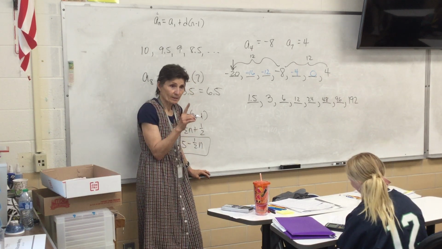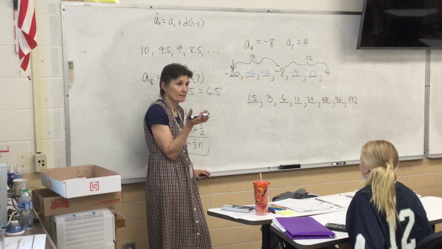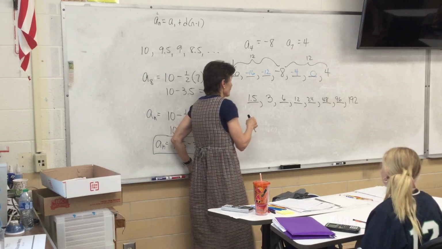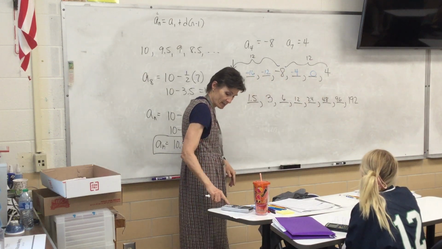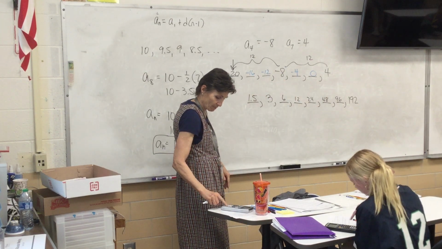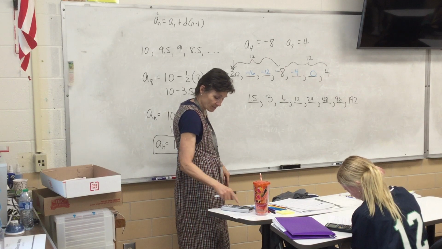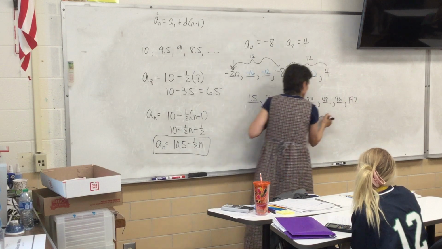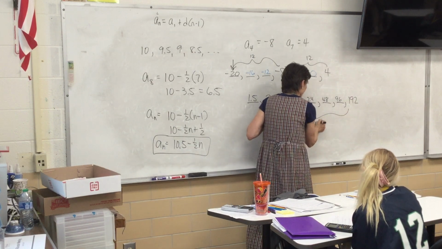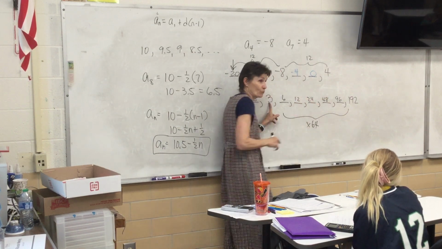Well, it's geometric, right? So that means we're multiplying by something. What does it take to get from 3 to 192? What do I have to multiply by? What's 192 divided by 3? 64? So somehow I have to multiply by 64 to get from here to there. Would you agree?